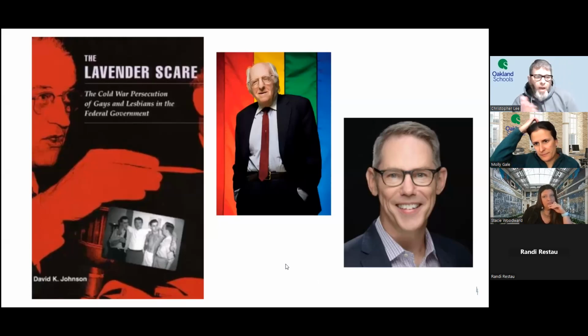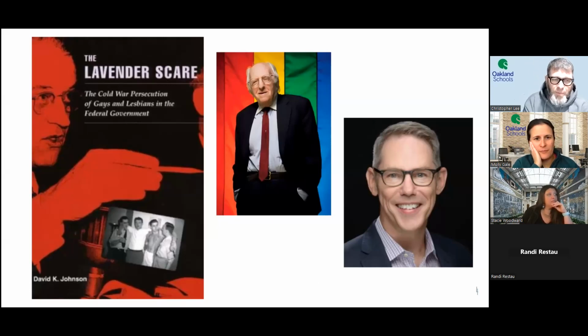And to do that, we're going to be talking with Dr. David K. Johnson. Now, this is his book, his first book, if I remember right, The Lavender Scare, the Cold War Persecution of Gays and Lesbians in the Federal Government. And the picture that we have here in the middle is of Frank Kameny, one of the many characters in Dr. Johnson's book. I would say probably the main character in his book, who is not just a character, but a real character, very colorful personality, but also has a real important story to tell all of us.